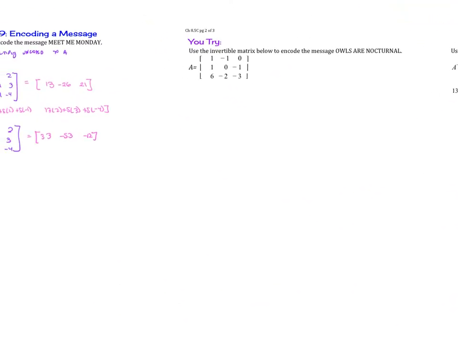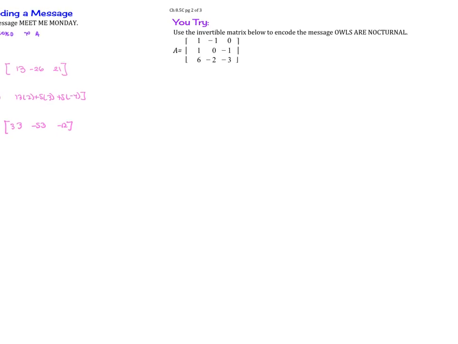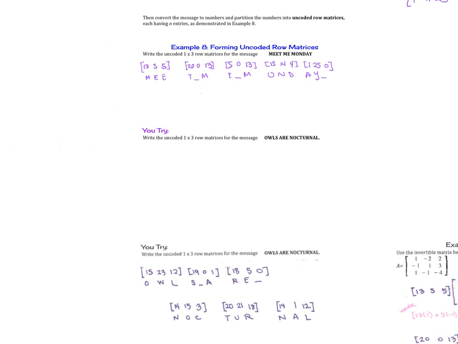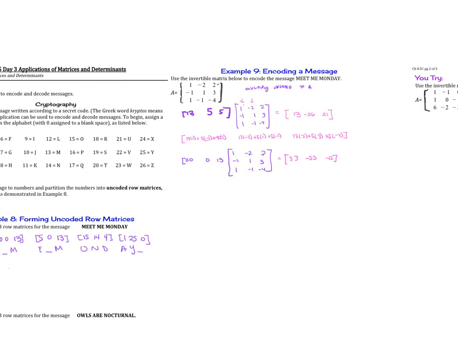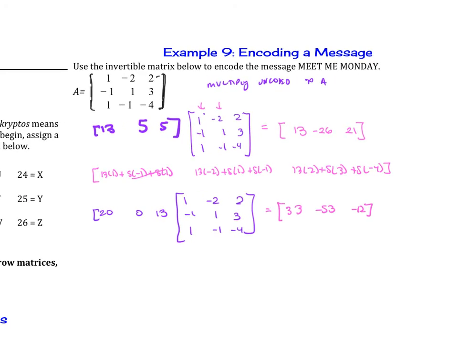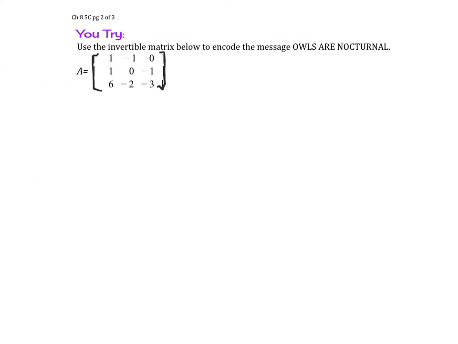If you'd like, here is an example to try. Use the invertible matrix below to encode the message, owls are nocturnal. This is the you-try example we did in the beginning. If you use those numbers, multiply them by this invertible matrix, then you should get your coded message. Try it out.